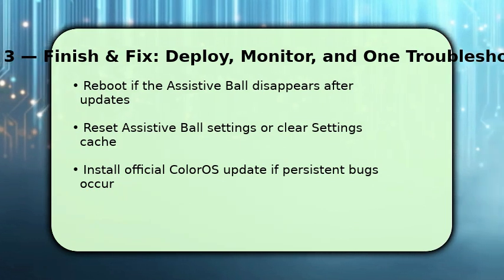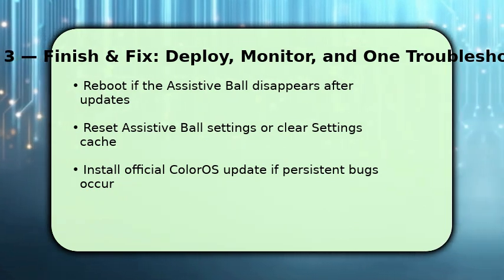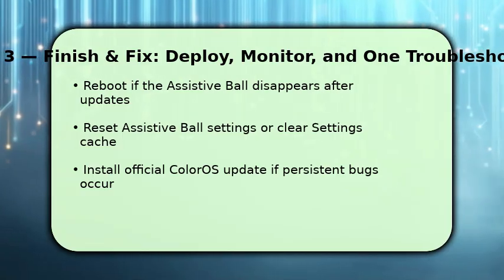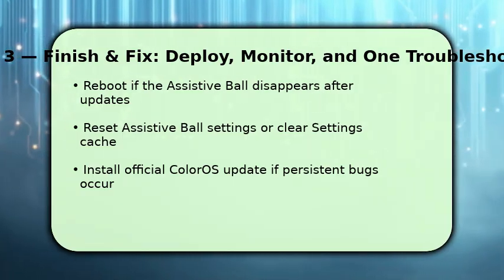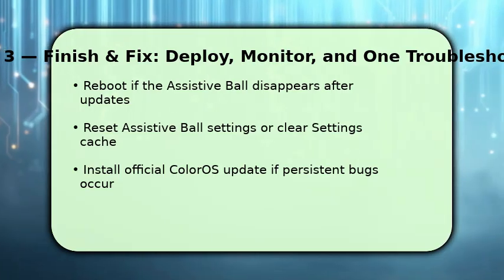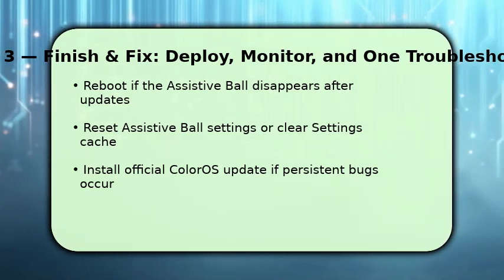If it vanishes after an update or behaves oddly, reboot the phone first. That often restores system features. If problems persist, reset assistive ball settings or clear the settings app cache to refresh preferences.